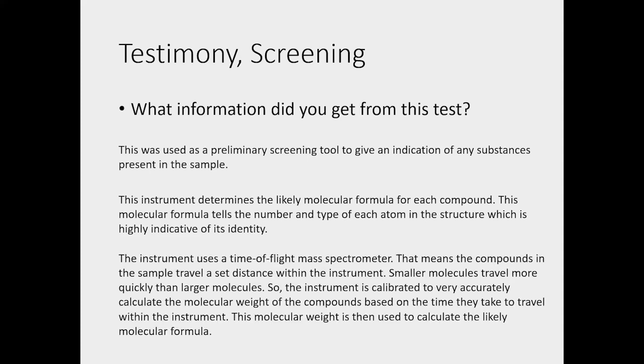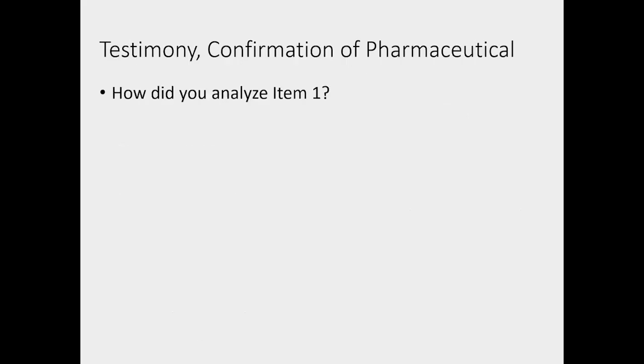And if they really want to go more in depth, that's the point where I'd probably throw in the analogy, because I'd say it uses a time of flight mass spectrometer, which means the compounds in the sample travel a set distance. And then I'd probably use one of the analogies to indicate that smaller molecules are going to travel more quickly. And so then we can use that to determine the molecular weight of those compounds.